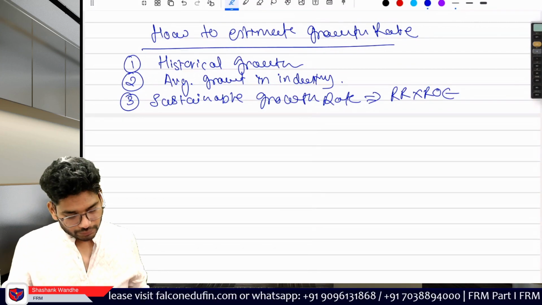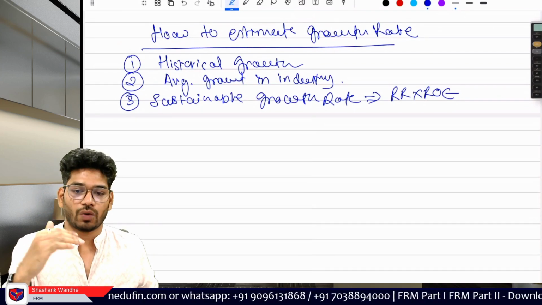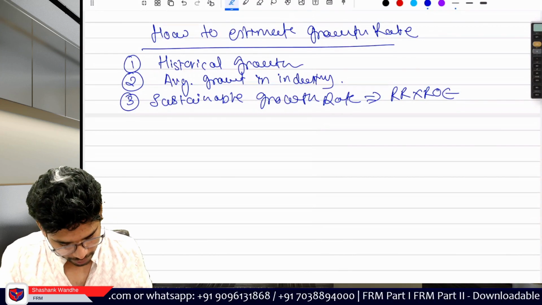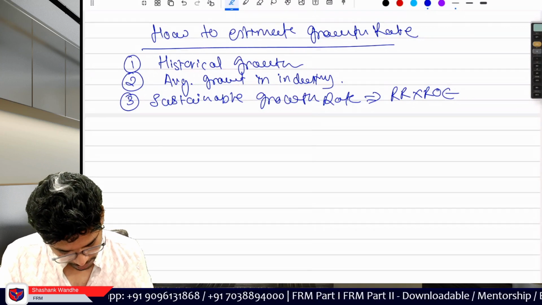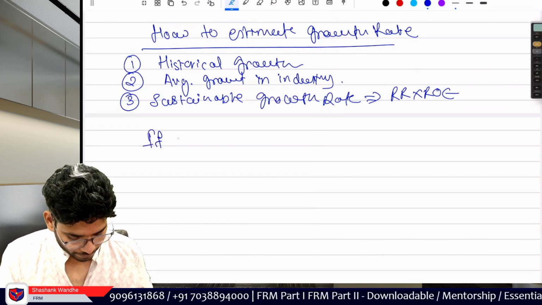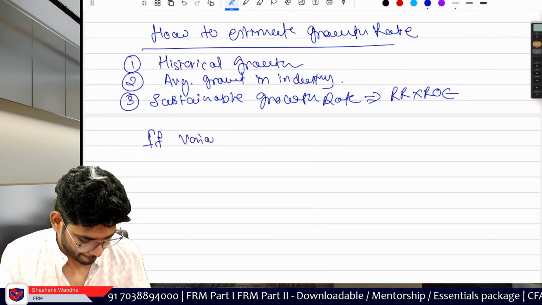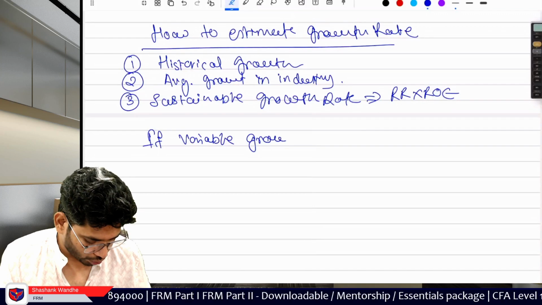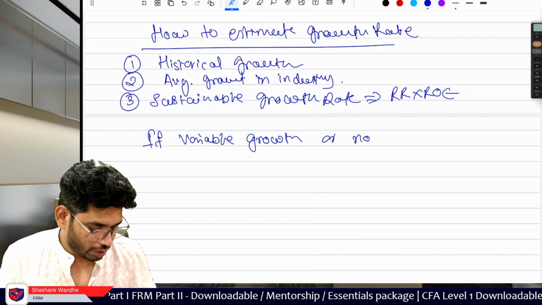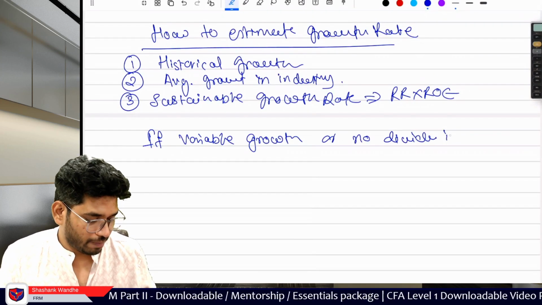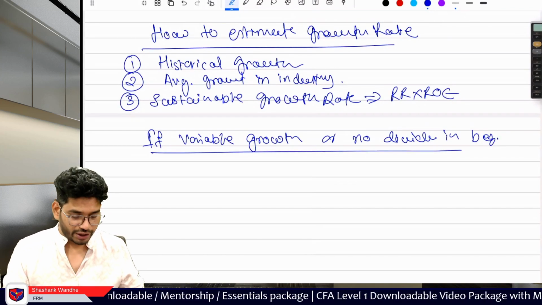Now, our next discussion. Here we will see some tweaks in whatever we learned in the dividend growth. The Gordon's growth model combined with the dividend discount model. Now, if there is a variable growth, or no dividend in the beginning, then how do we do the treatment? This is the question.